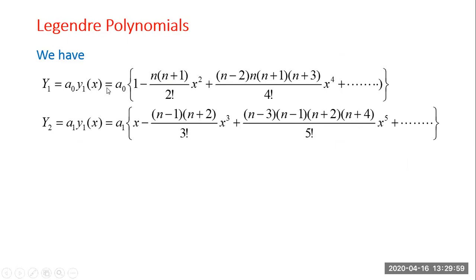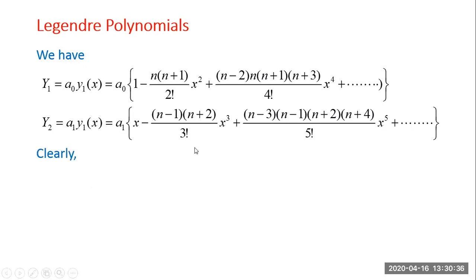In the first expression, if you want to write the next term, the coefficient of x power 6 will be (n minus 4)(n minus 2) n (n plus 1)(n plus 3)(n plus 5) by 6 factorial. In the next term, the coefficient of x power 7 is (n minus 5)(n minus 3)(n minus 1)(n plus 2)(n plus 4)(n plus 6) by 7 factorial into x power 7, and so on.